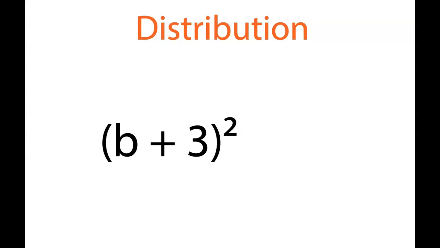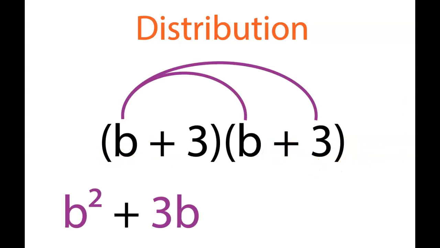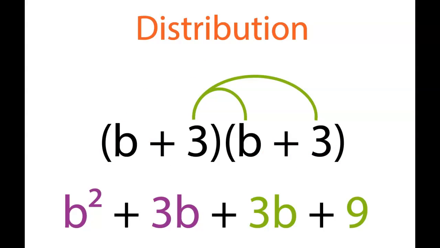You've got this and it's squared. This, same thing. b plus 3 times itself. b plus 3 twice. Cool. From there, then you can do these arcs, and then you can do these arcs, and then there you go. You get the whole thing: b squared, 3b, and then the other 3b, and then the 9.